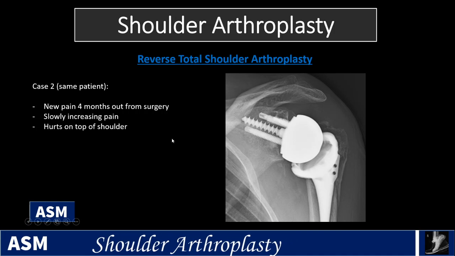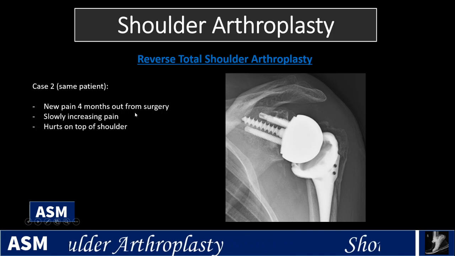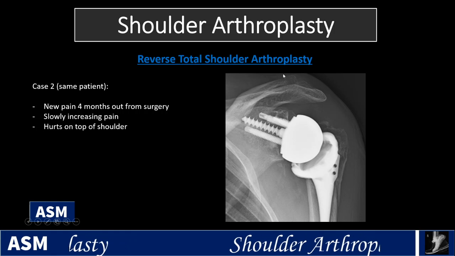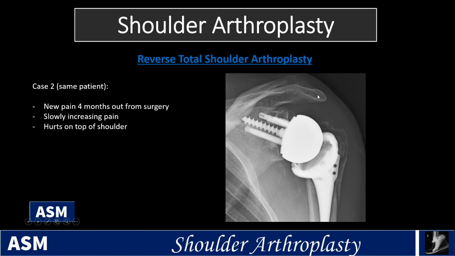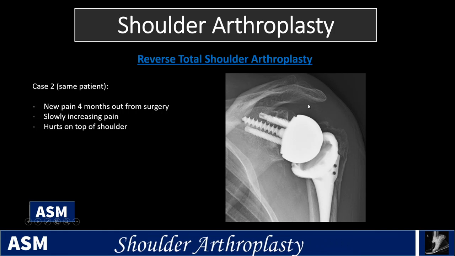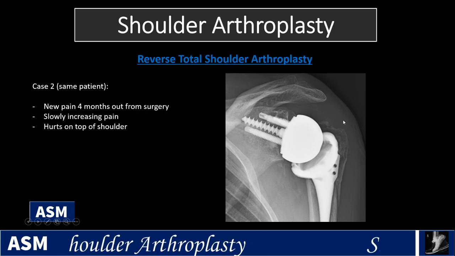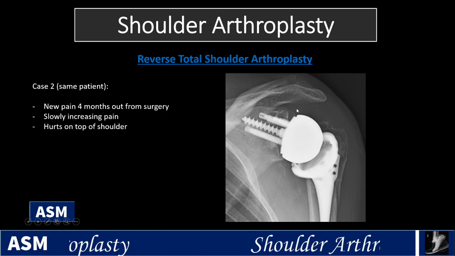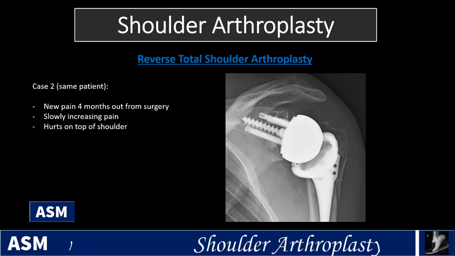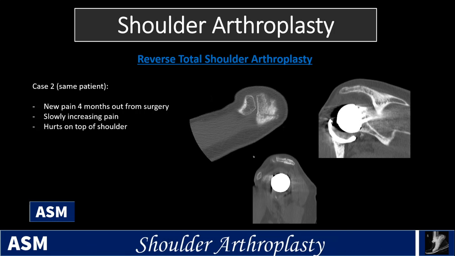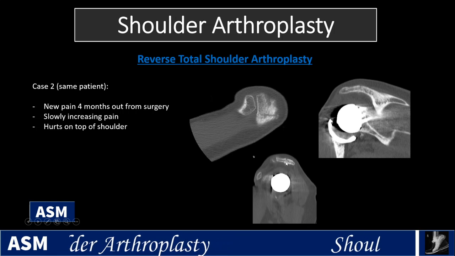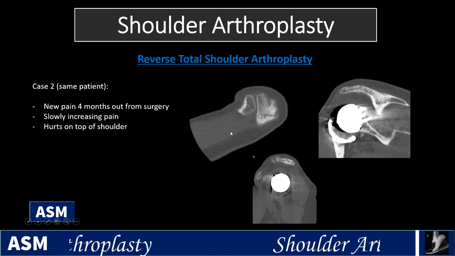Case 2, the same patient came in now complaining 4 months later of pain on the top of the shoulder slowly increasing. So you want to start thinking, based on what we know happens, of a potential acromial or scapular spine stress fracture. We don't really see it on these x-rays, but the clinical suspicion should be high enough to prompt cross-sectional imaging. So you can see the CT scan here, the fracture right there. So we've got a stress fracture there, the acromion.